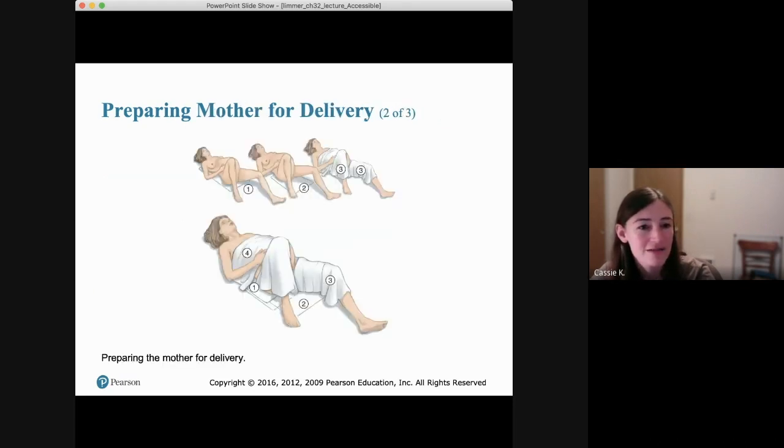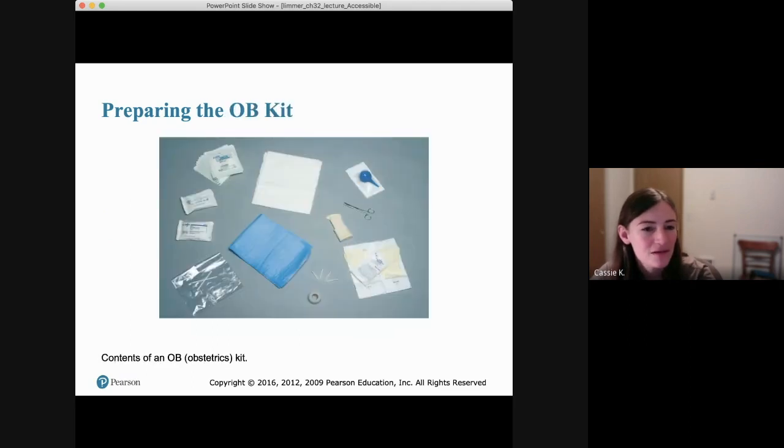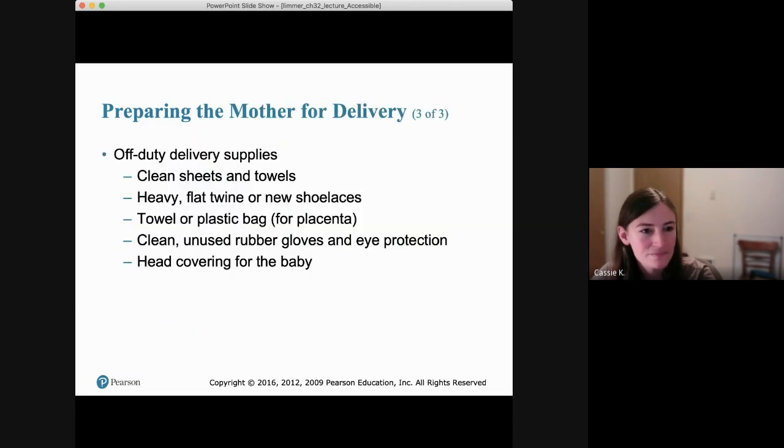If you've got some towels, these are some ways you can drape them, just to provide a little bit of privacy and some comfort. Make sure you've got your OB kit out and ready. If you don't have access to enough towels, you can use clean sheets.